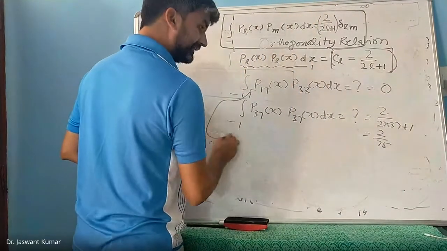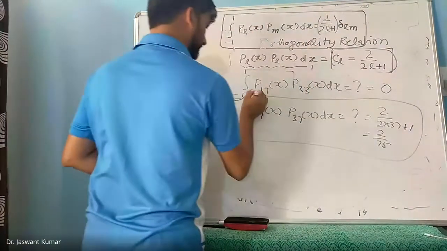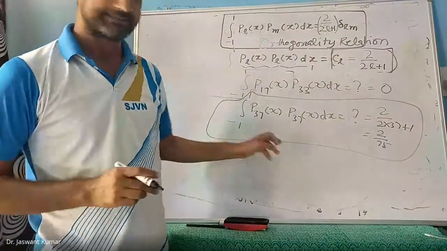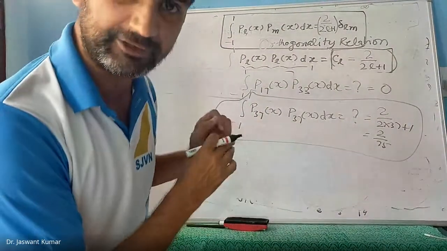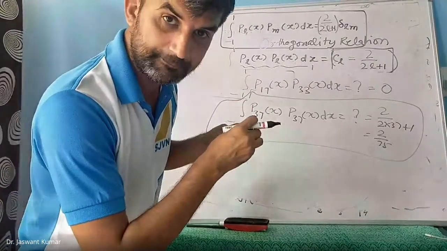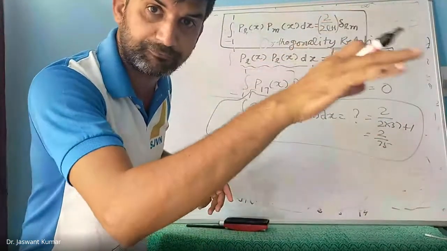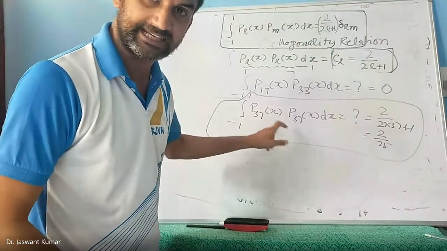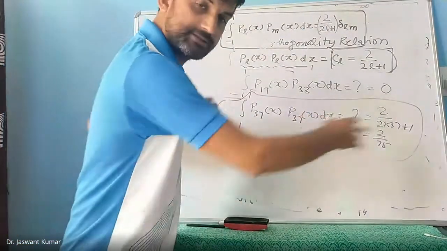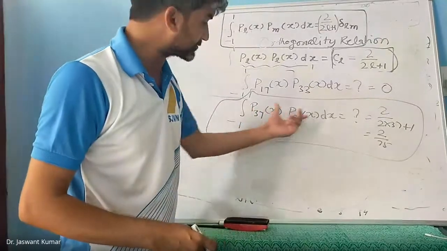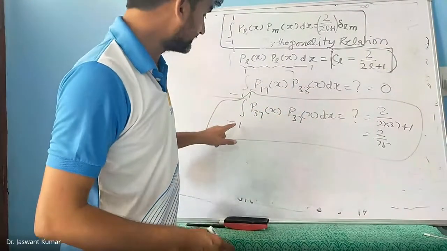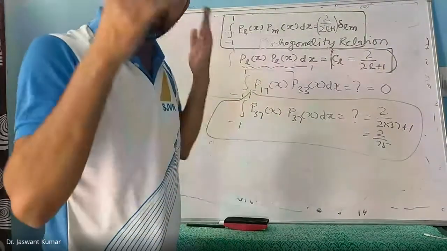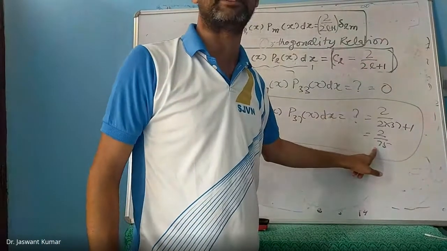You can also calculate it explicitly. What is P37(x)? It is a polynomial which has the 37th power of x. So you write the 37th power, 36, 35, 34, all those terms, you take the square of that, then you integrate it between minus 1 and 1. The crazy answer that you will get will be 2 by 75.